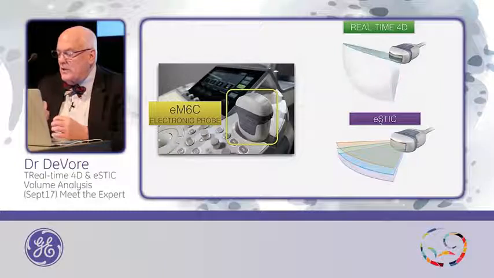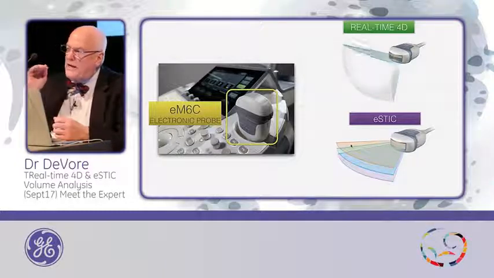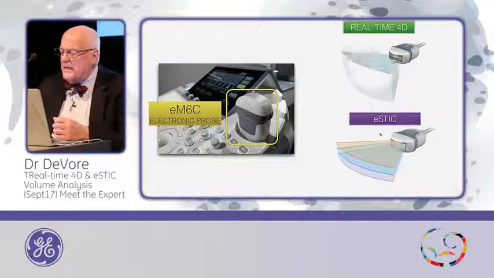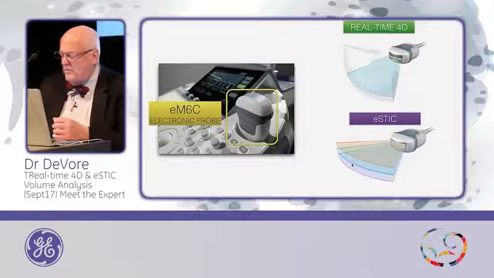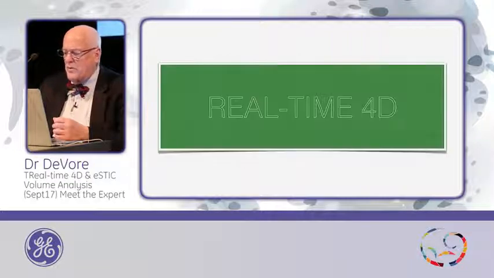eSTIC does something a little bit different. Instead of before, when the STIC was acquiring line upon line, it took a longer period of time. The eSTIC technology collects subvolumes, so it's a larger sampling of data, and then stitches the subvolumes together, and I'll show you how that works in just a moment.